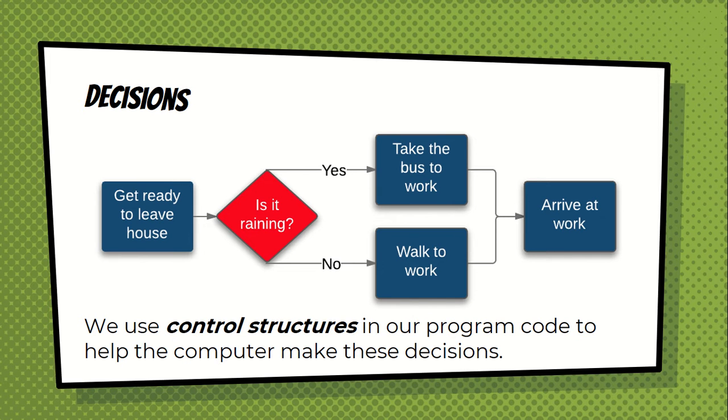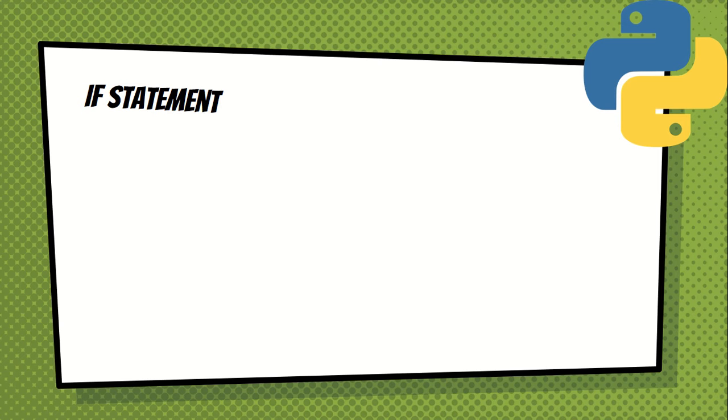In programming, we call these control structures. Control structures are things we use to determine the flow of our program, and one of those is used to make decisions. The most basic of those control structures is the if statement.